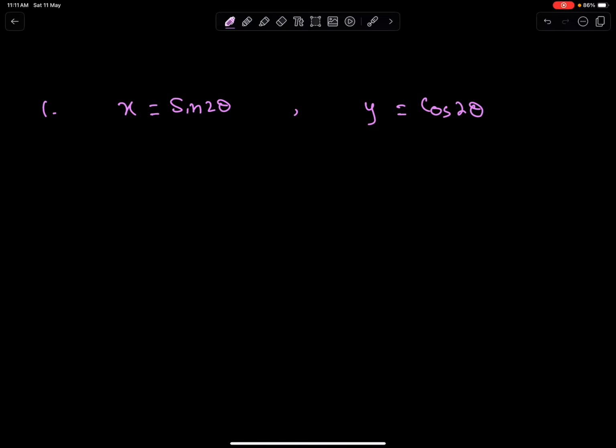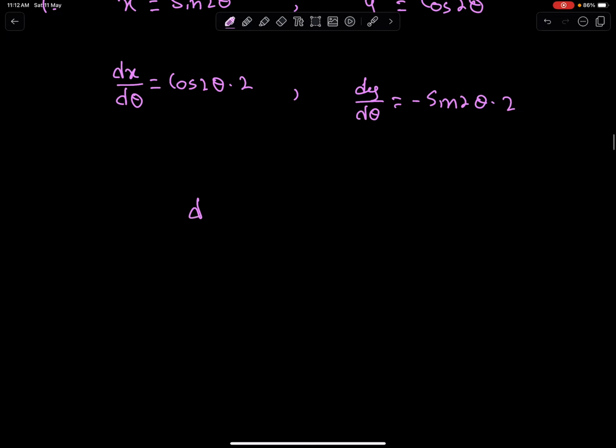For example, if we have x = sin 2 theta, then when we differentiate x with respect to theta, we get cos 2 theta times 2. And if y is equal to cos 2 theta in parametric equation, then the differential of y with respect to theta is minus sin 2 theta times 2.